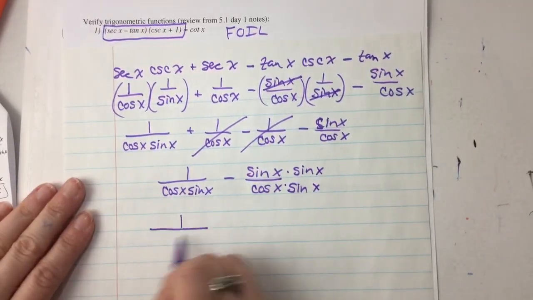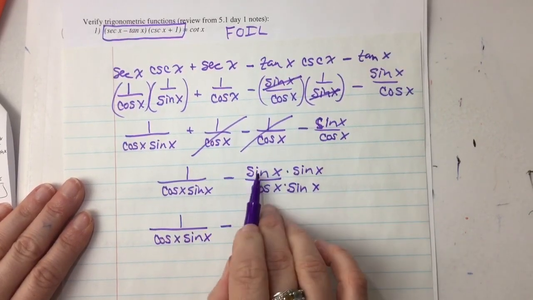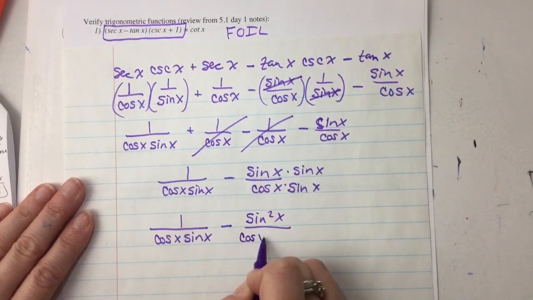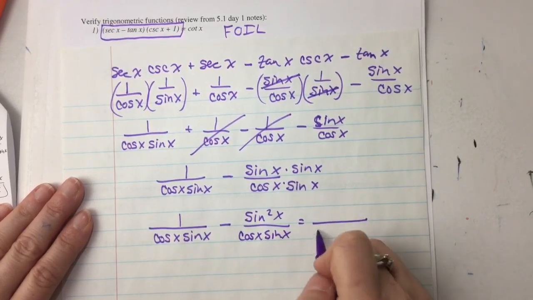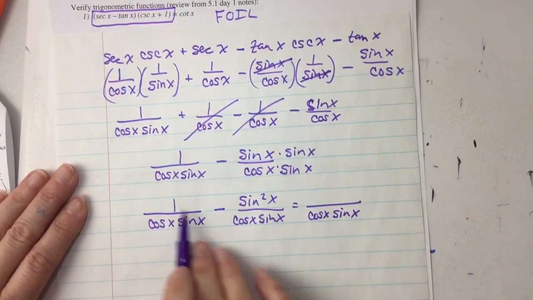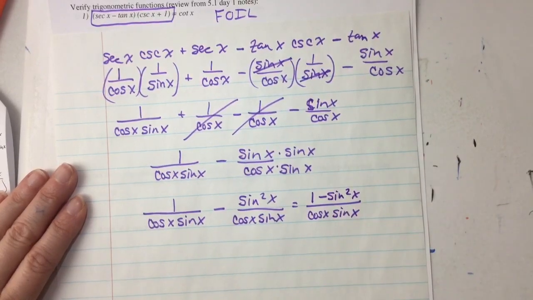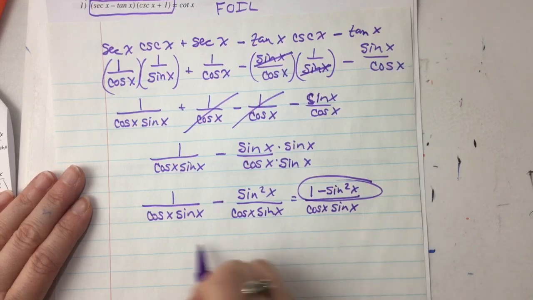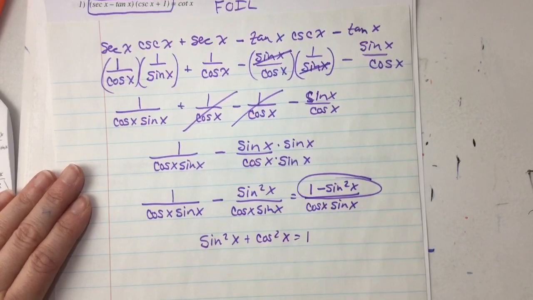So I have 1 over cosine of x, sine of x, minus sine times sine, which is sine squared of x, over cosine of x, sine of x. Your common denominator carries cosine of x, sine of x. The top, 1 minus sine squared of x. Ooh, here you go. This is an identity. If I have sine squared of x plus cosine squared of x, that equals 1.